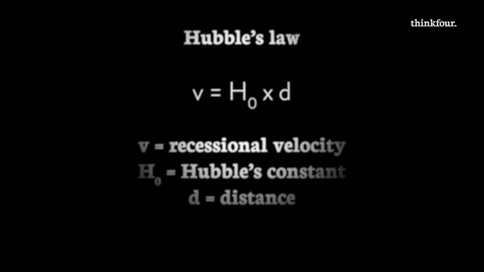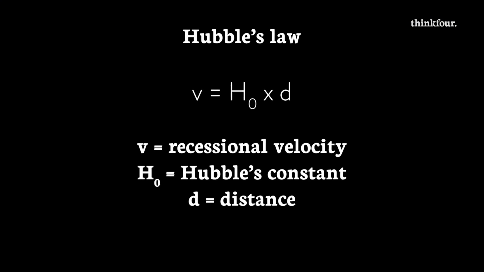This is explained with Hubble's law. V, which is recessional velocity, equals H0, Hubble's constant, multiplied by the distance. The greater the distance from us, the faster the recessional velocity. Recessional just means away from us.